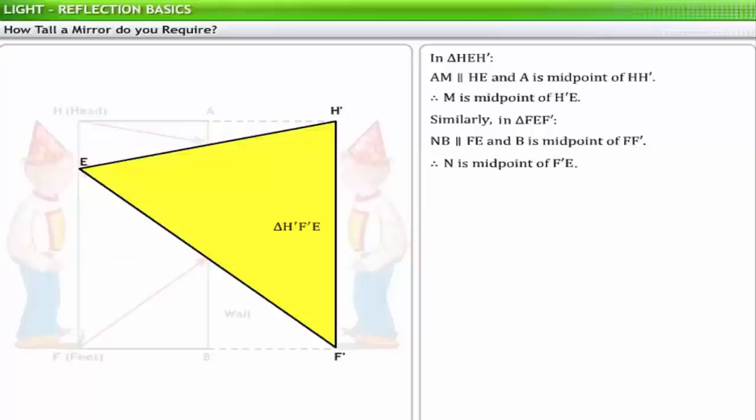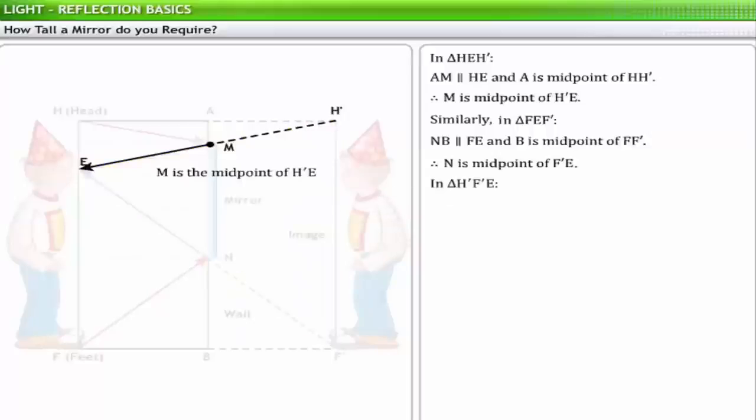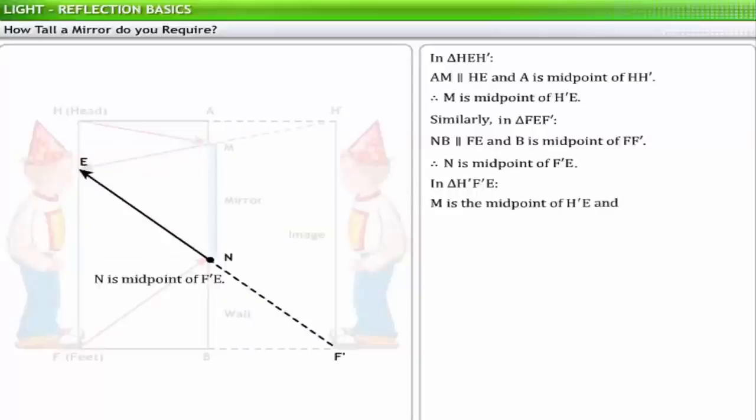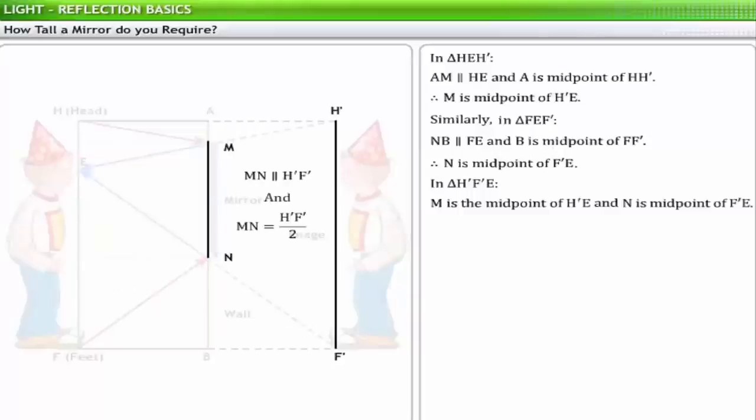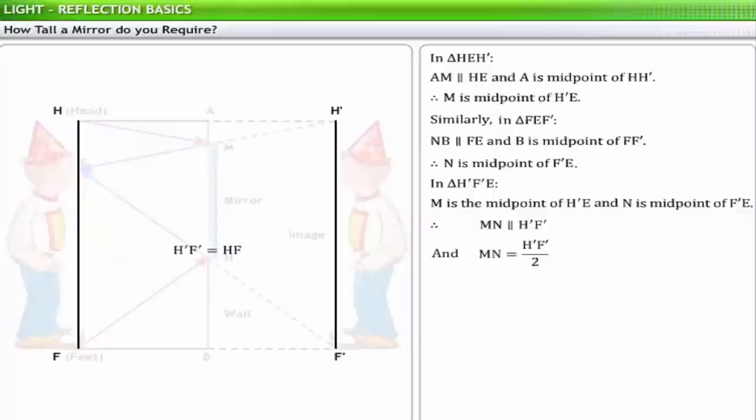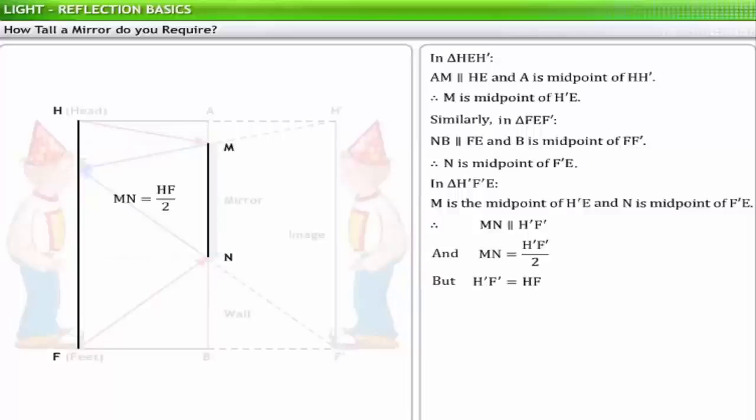Now in triangle H'F'E, M is the midpoint of H'E, and N is the midpoint of F'E. Therefore, MN is parallel to and half of H'F', but H'F' is equal to HF. Therefore, MN is equal to half of HF.